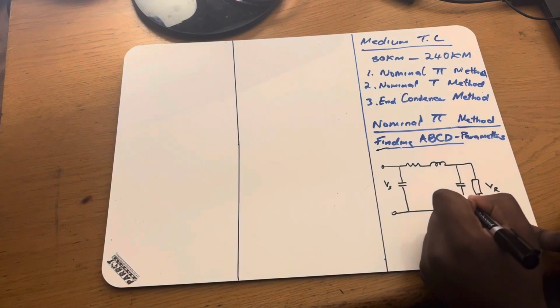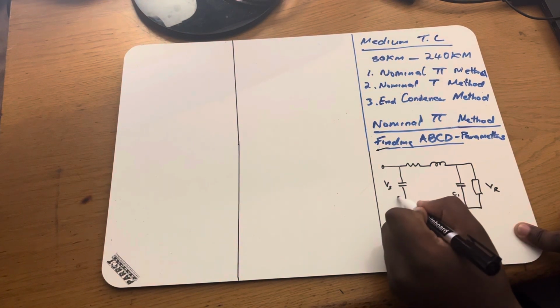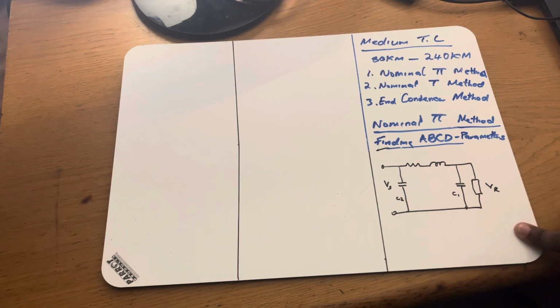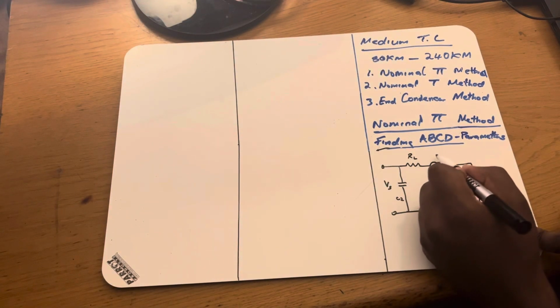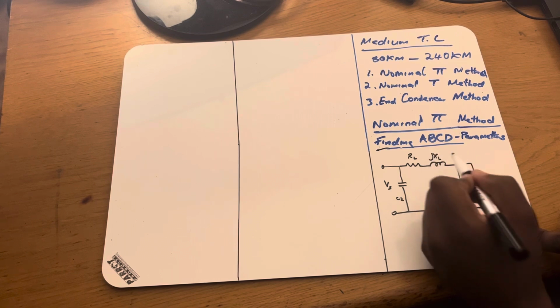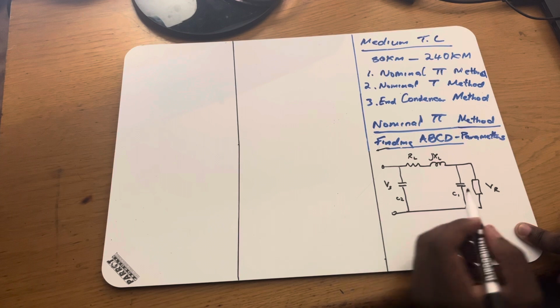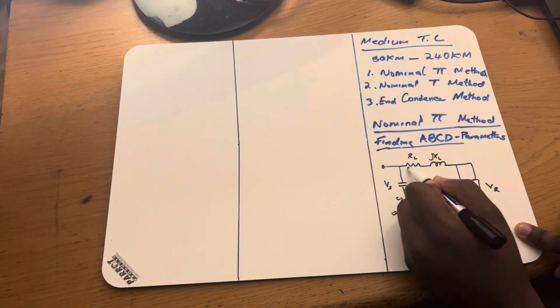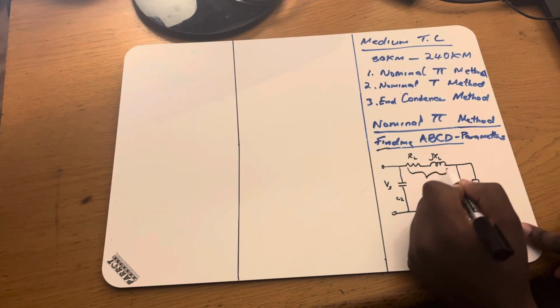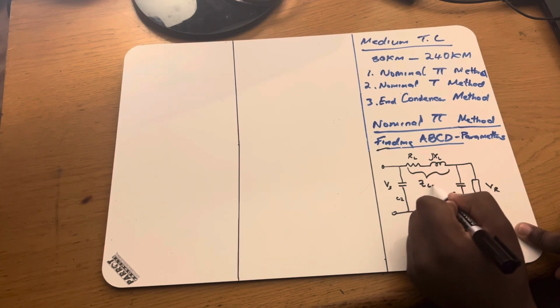We're naming this capacitor C1, and this one C2. This will be RL, and this will be XL. Okay, this is our Z, so this will be our Z line.